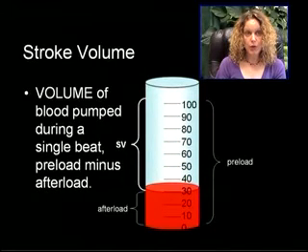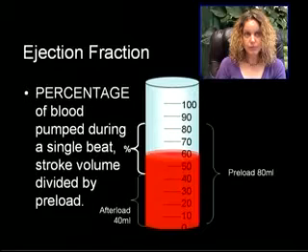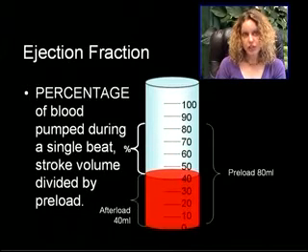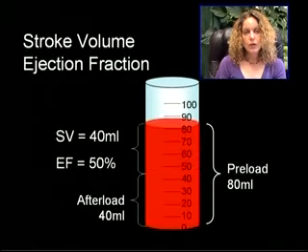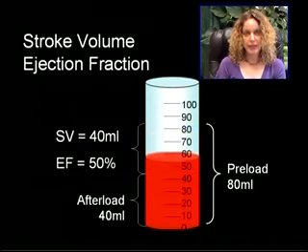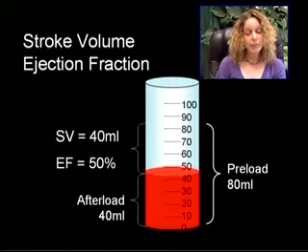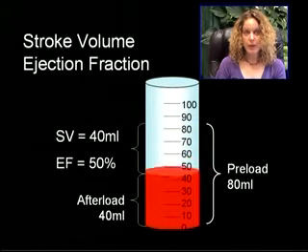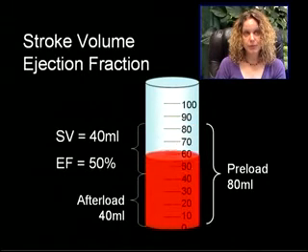Stroke volume is the volume of blood pumped during a single beat, the preload minus the afterload. The ejection fraction is the percentage of blood pumped during a single beat, the stroke volume divided by preload. So we can measure how much the heart pumps during each beat in 2 ways: by measuring the stroke volume or by measuring the ejection fraction.